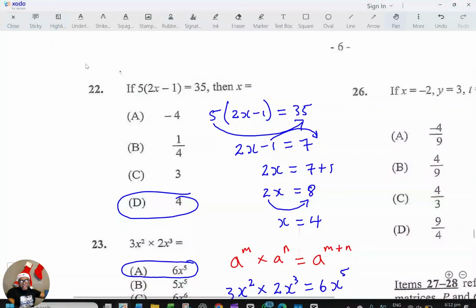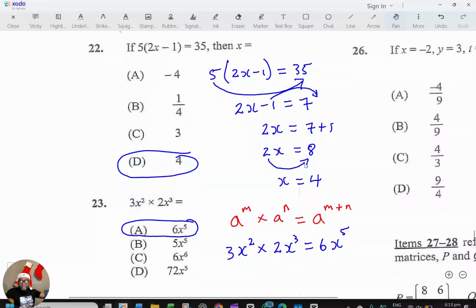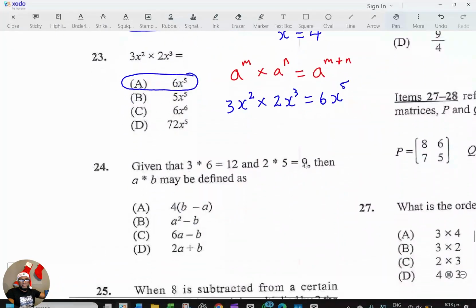For this one here, guys, reiterating again: I took the 5, I carried it to the right, I divided it. That's how I got 7. Then I carried the 1 to the other side. I did the opposite of minus, which is to add. And then I carried the 2 to the right, and I divided instead of multiplying, right?